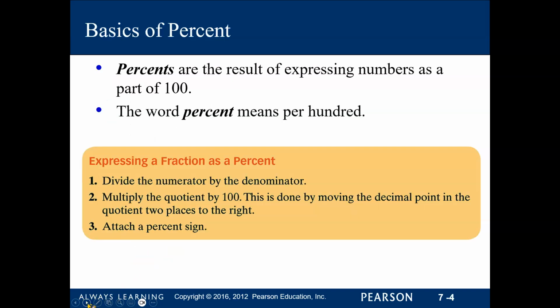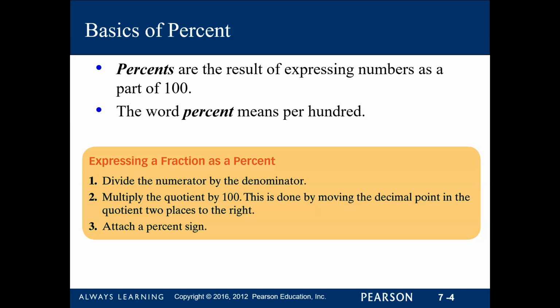So before we begin, let's start with some vocab words. We have percents. These are the results of expressing numbers as a part of 100. The word percent comes from the Latin word percentum, meaning per 100. So basically in math, we do not work with percents in calculation. We can either express them in fraction form or in decimal form.